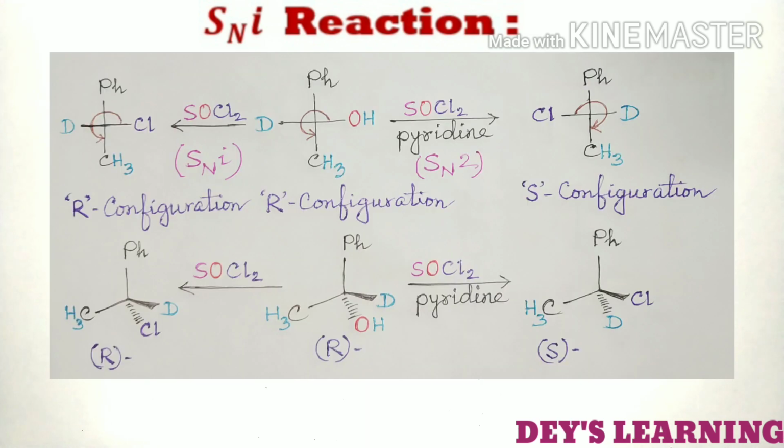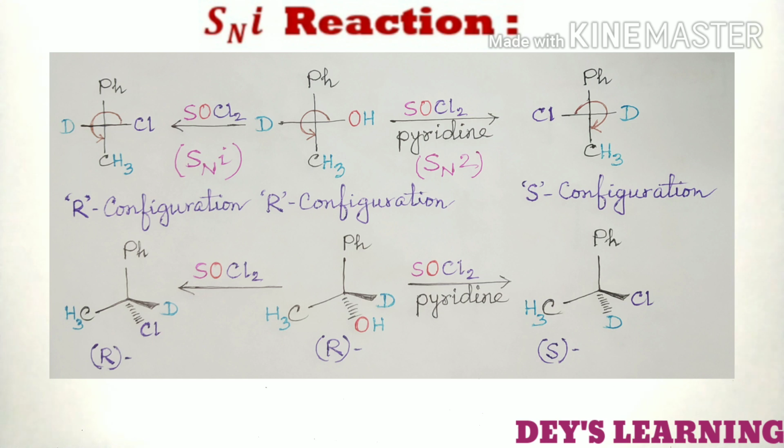We are going forward to the next example. Here the configuration of this alcoholic molecule is R, and if we treat this molecule by thionyl chloride, we get the chloro derivative with the same configuration R. And on treatment of this molecule by thionyl chloride in presence of pyridine, we get the chloro derivative, but here the configuration is inverted. So this reaction in presence of pyridine occurs with inversion of configuration. So this is actually SN2 reaction.